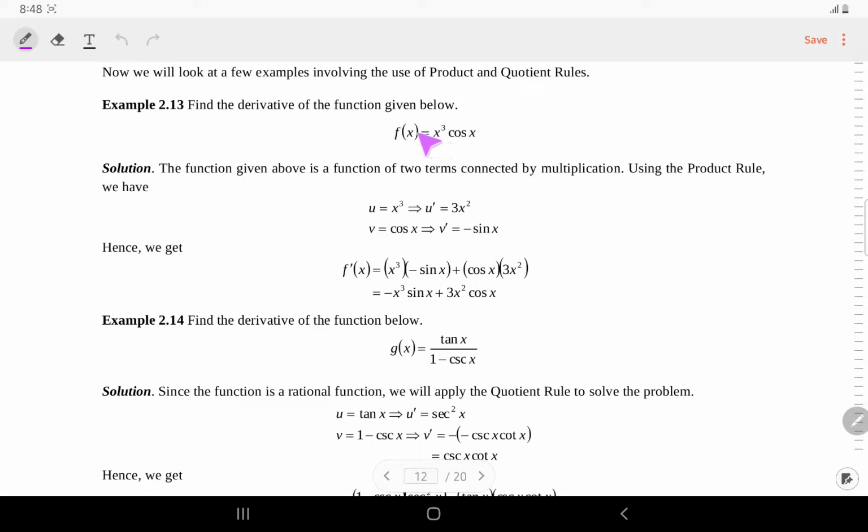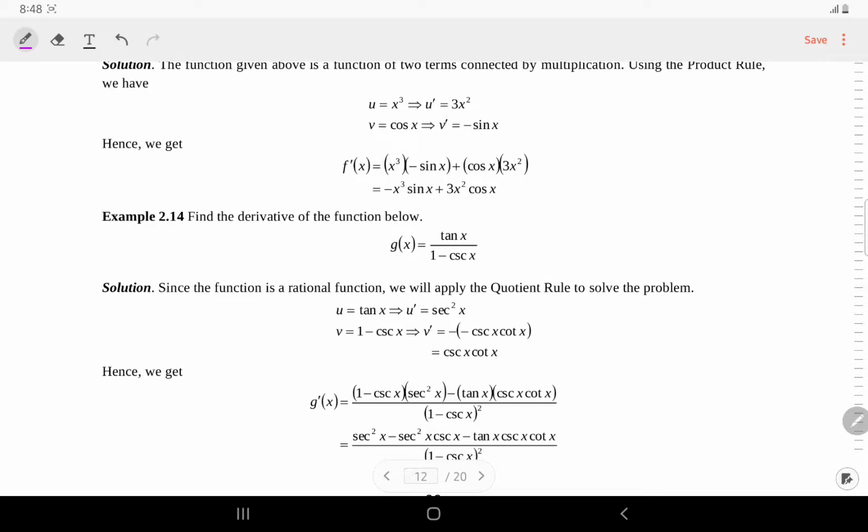So to differentiate this function, we need to use product rule, where our u is here and our v is here. So u is x cubed, v is cos x. So u prime is 3x squared and v prime is negative sin x. Okay, and then kita guna product rule lah. u v prime plus v u prime. So we will get this one for the answer.